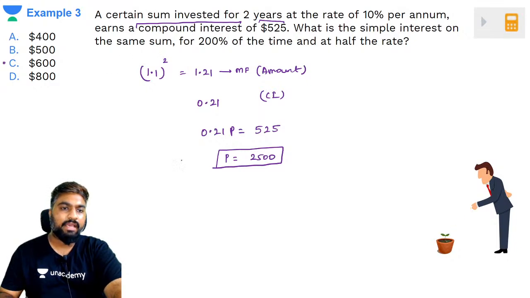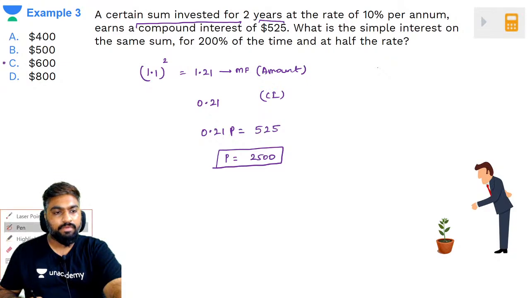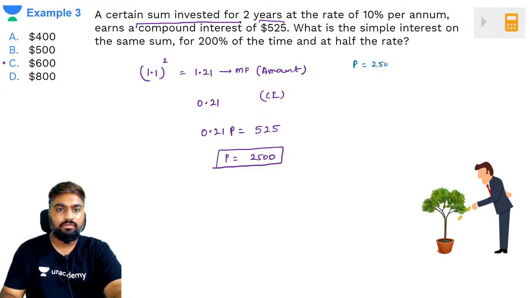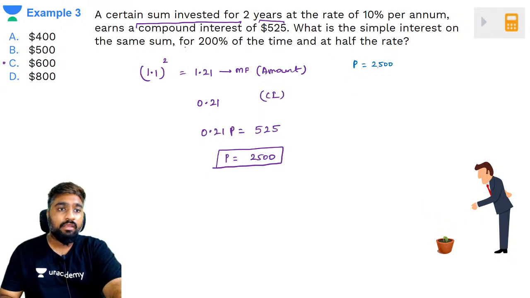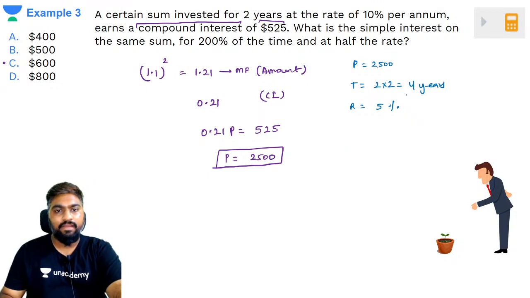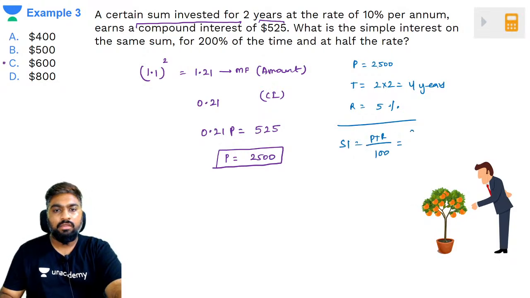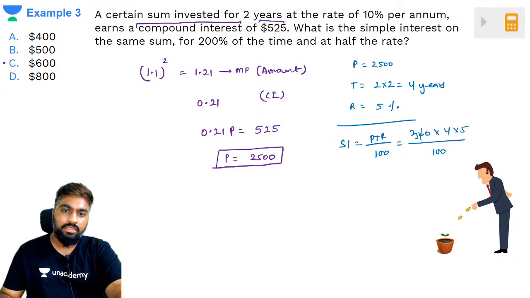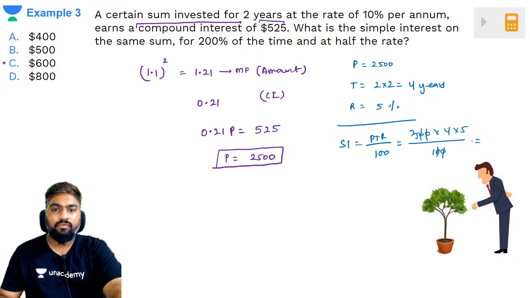On the same sum, if I apply simple interest, in the second case the principal is 2,500. Yes, on this what am I saying? 200% of the time, so time becomes double of 2 years, 4 years, and rate of interest is half the rate. 10% becomes 5%. Ultimately we are still finding just 20% only, correct? So simple interest is PTR by 100. If you want to do it like this, you can. 2,500 into 4 years into 5% by 100, which is how much? 125 into 4 or 25 into 20, which is 500 rupees.